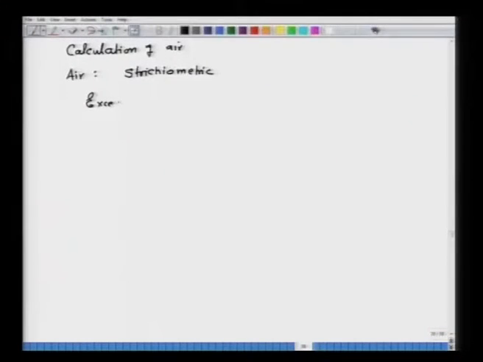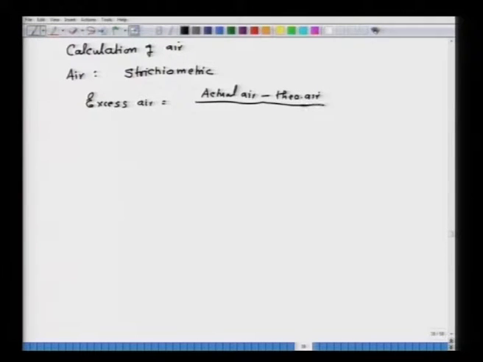Now, in several calculations, you are required to calculate excess air. Now, this excess air is equal to actual air minus theoretical air.